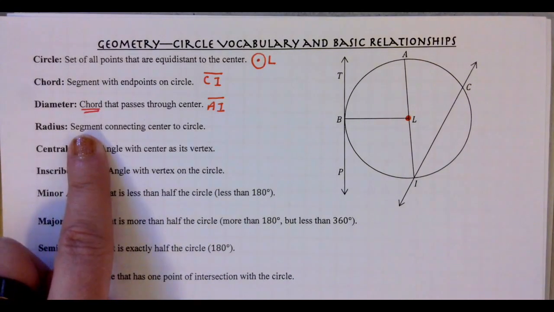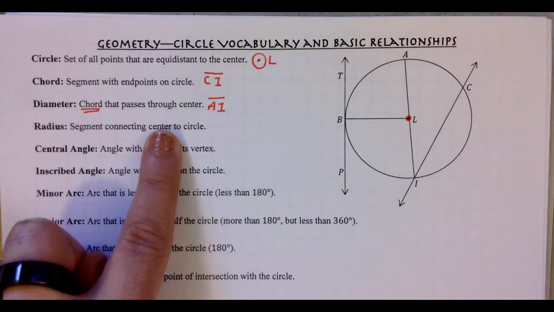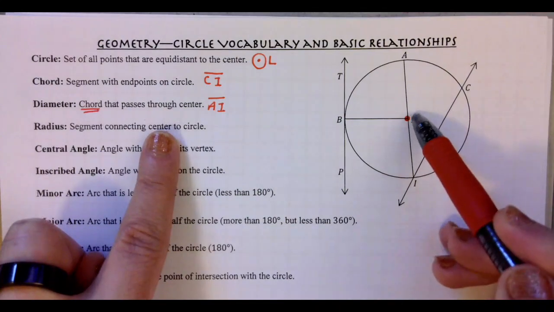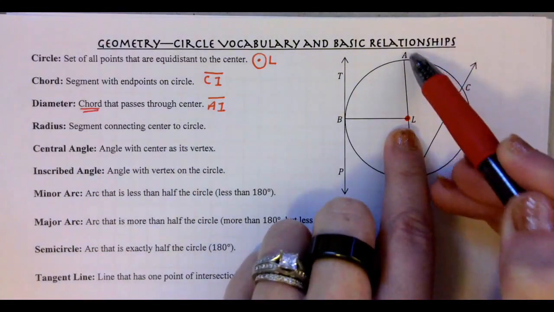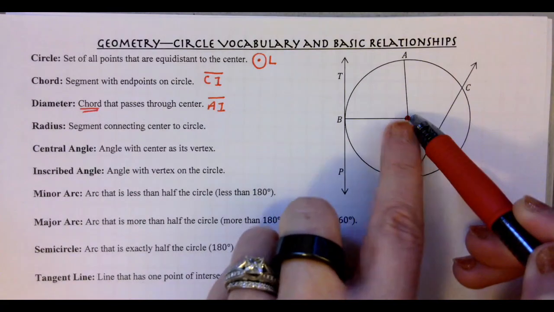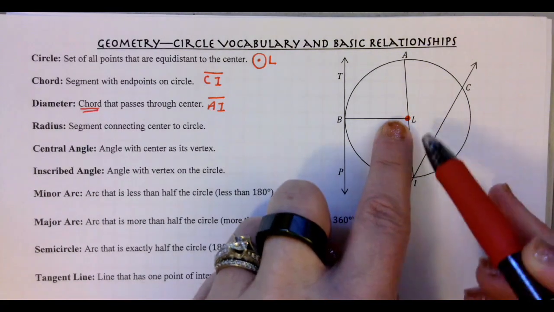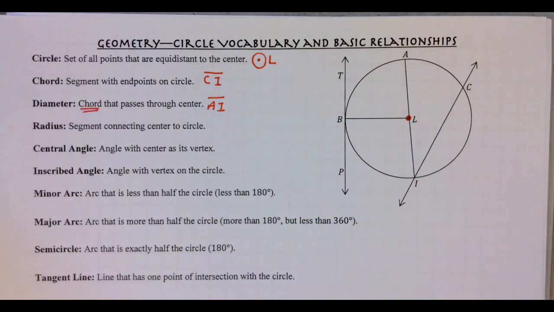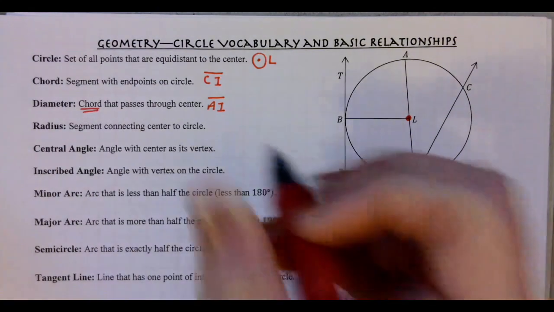Okay, next, radius. Radius is a segment that connects the center to the circle. So if this is my center right here, this would be a radius. This would be a radius. This would be a radius. And again, any radius inside of my diagram, inside of any circle, has to match any other radius in the same circle. So here, for my example, I'll say this one, LB.